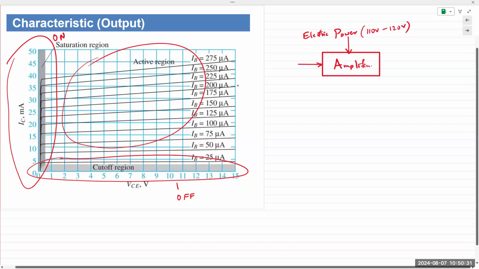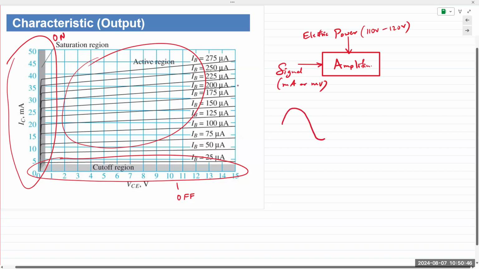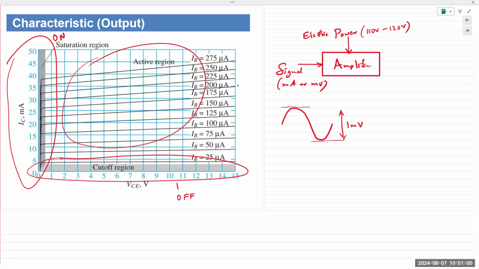And what is that audio signal? Some sort of signal, which would typically be in milliamps or millivolts. Very, very small. So let's say you have a signal that looks like this, and this signal is 1 millivolt in size. Okay, this has nothing to do with circuit analysis or anything. I'm just explaining what amplification would mean in this case.